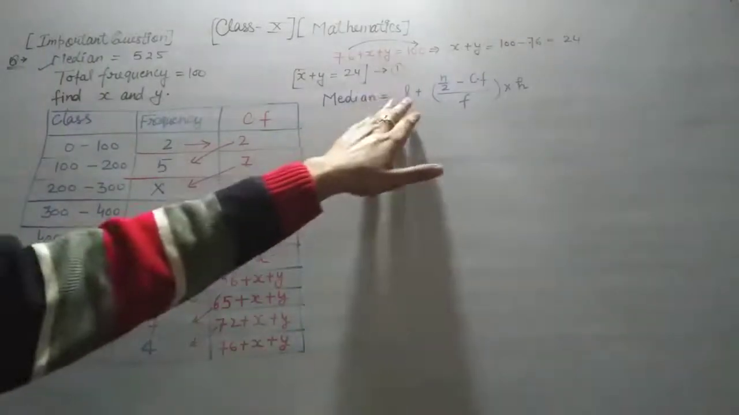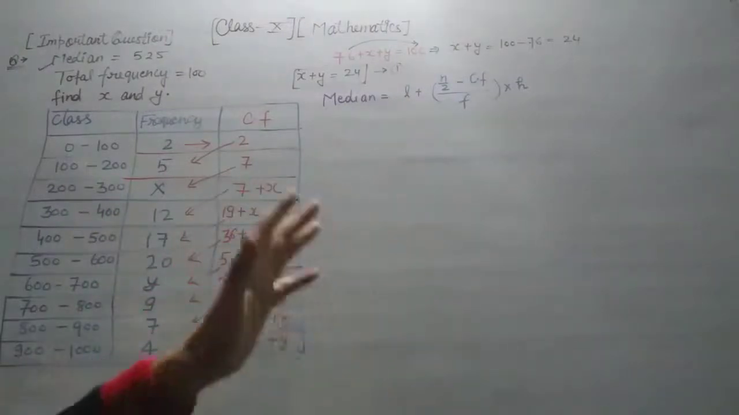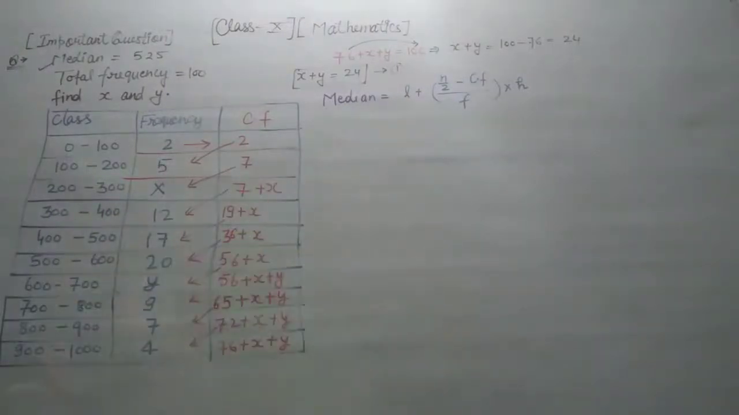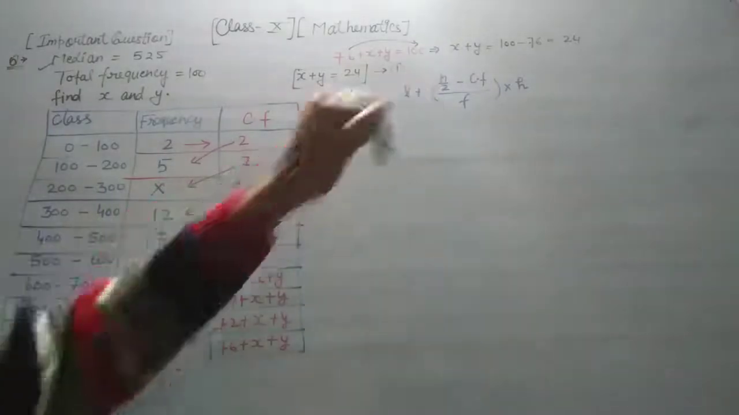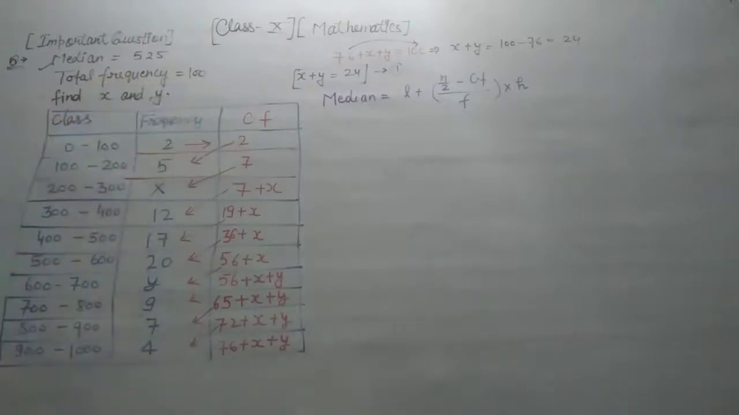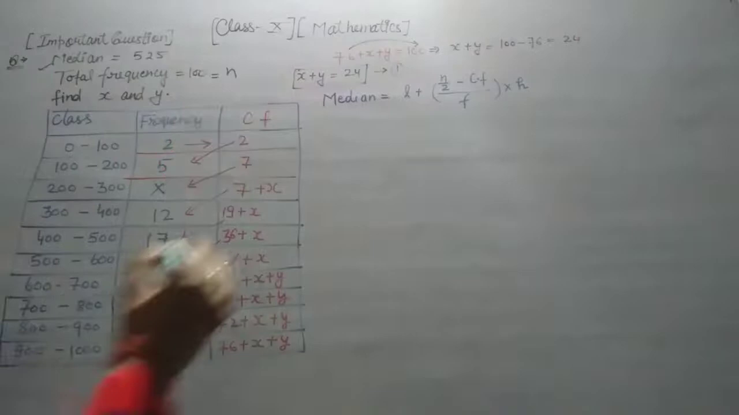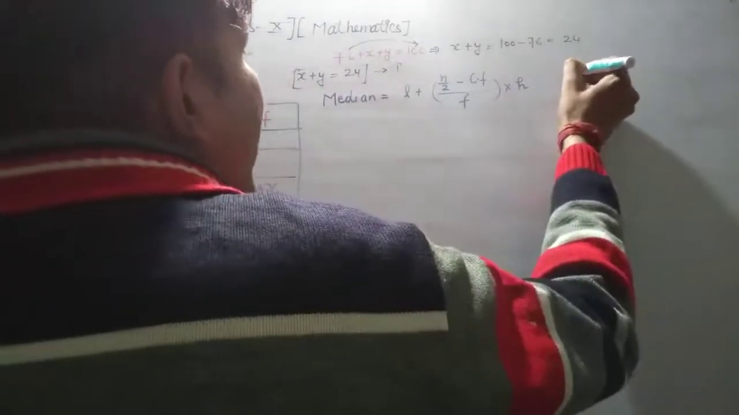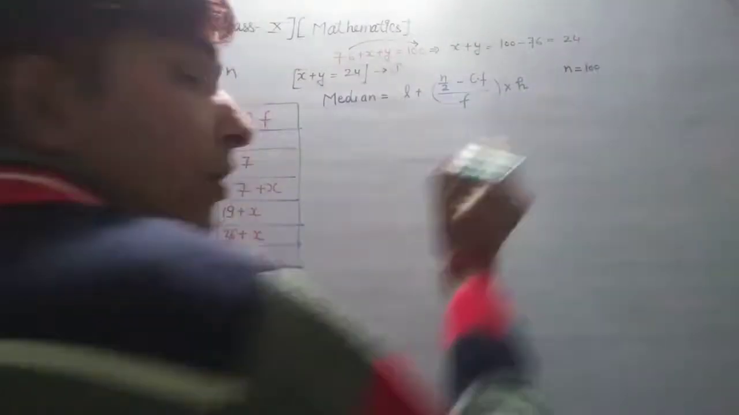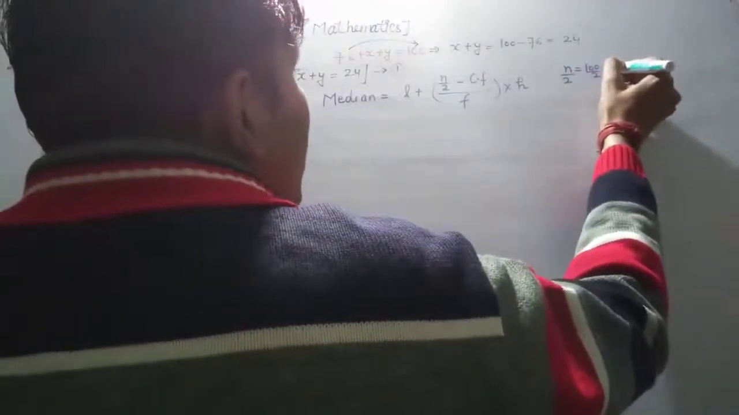So here you have to find L. L is found with the help of the median class. So first of all you have to find the median class. How to find the median class? You find it with n upon 2. So where is n? n is the total frequency. So this value is n, and you have to use this value as n. So n is equal to 100. When you divide by 2, what value do you have? This value is 50.